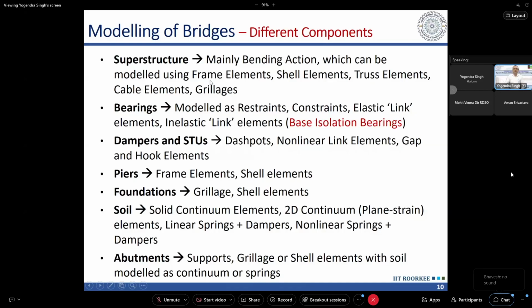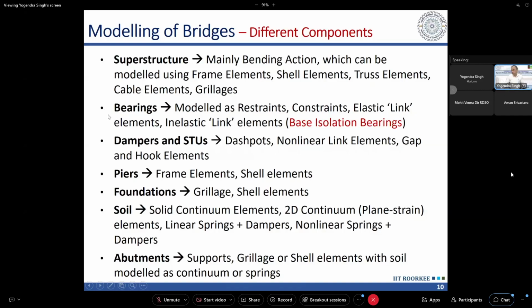So the superstructure is subjected mainly to bending action. So it can be modeled using frame elements, either a single frame element or a grillage of frame elements. We will discuss that in more detail. Then we can also use continuum finite elements like shell elements. In the case of truss bridges, we have to use truss elements. And in the case of cable-stayed bridges, we have to use cable elements. So the superstructure can be modeled in different ways, depending on which aspect of its behavior we are interested in.